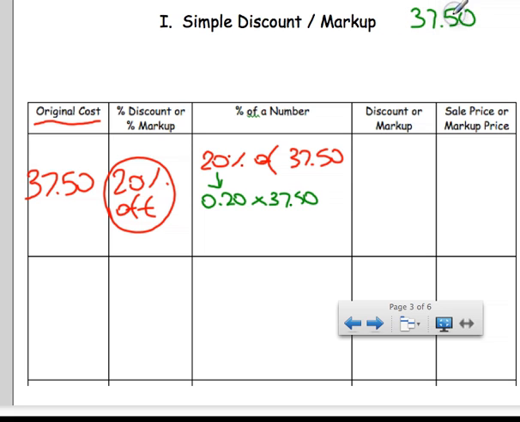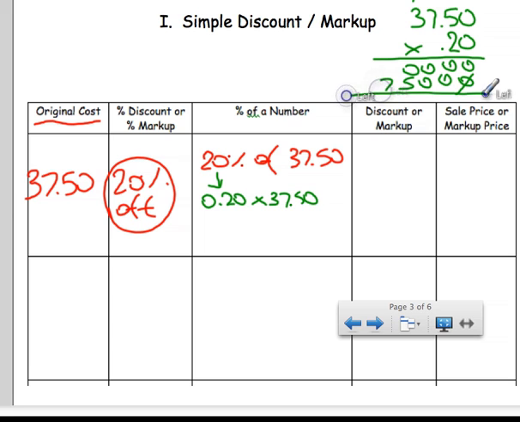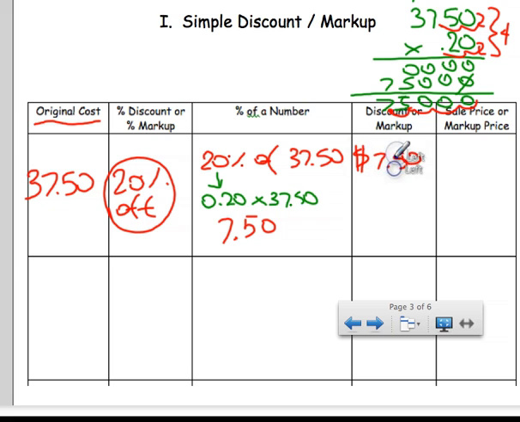$37.50 times 20 hundredths, 0 times 0, 0. Skip one spot, 2 times 0, 0. 2 times 5 is 10. 2 times 7 is 14, 15. 2 times 3 is 6, plus 1 is 7. Add them up, 0, 0, 0, 5, and 7. Since when I move my decimal two places, I need to move it 4 spaces in my product, which means right there, 20% of $37.50 is $7.50. So the discount of the markup is $7.50.